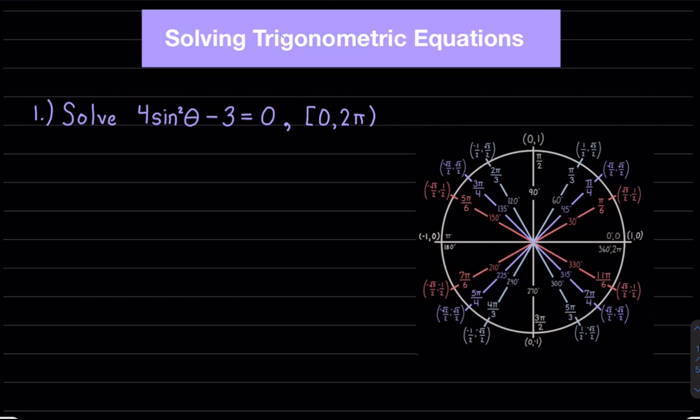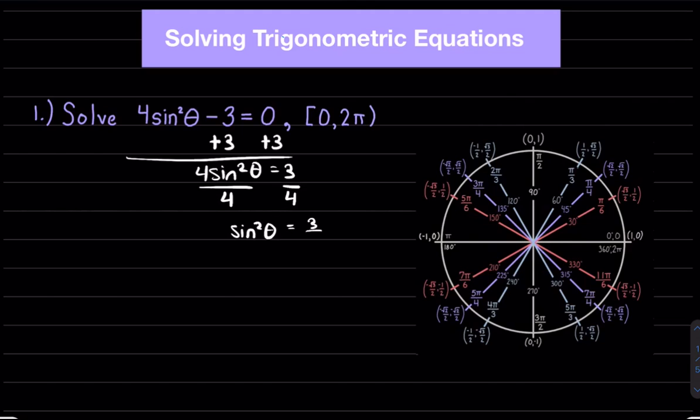So first, let's solve for sine. To do that, we can isolate sine theta by adding 3 to both sides of the equation. And now we can divide off the 4 on both sides of the equation. So we're left with sine squared theta equals 3 over 4. And now to isolate sine, to get rid of the square, the opposite of a square is square rooting. So we're going to square root both sides of the equation.